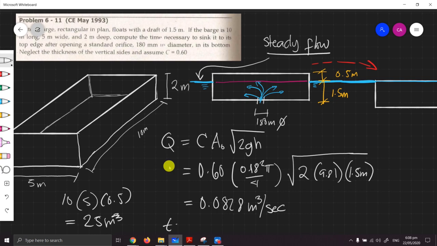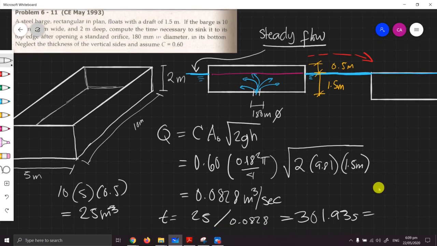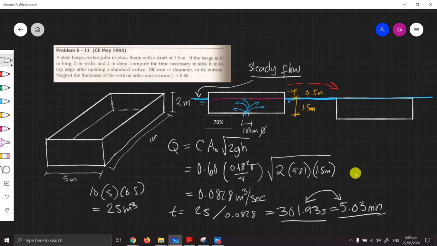So the time required is equals to 25 divided by 0.0828 equals to, so it takes time ng 5.03 minutes. Or pwedeng seconds na or minutes. Di pala binanggit sa problem. No, either way. Okay? So yun yung sagot.